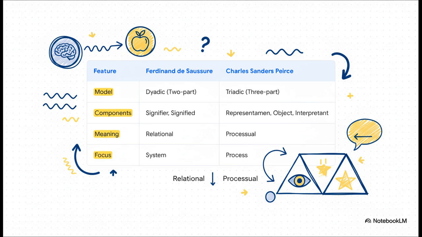Okay, so for anyone who wants to pause and really get into the weeds, this slide is a great summary. You can see Saussure's focus on the closed system versus Peirce's on the open-ended process. But maybe the biggest contribution from Peirce was his breakdown of how signs relate to the things they represent. Let's look at his three main types.